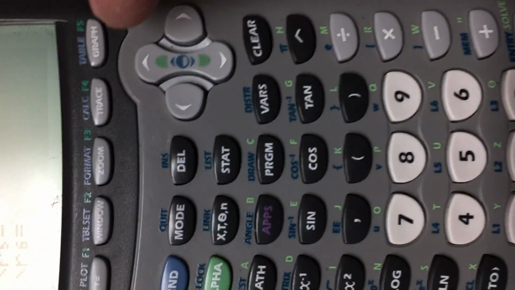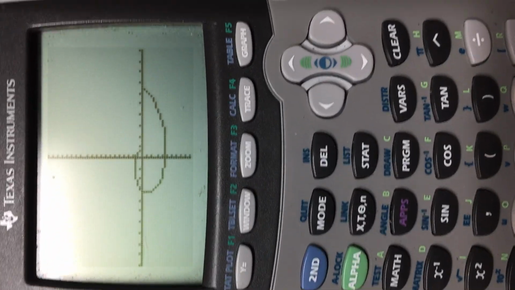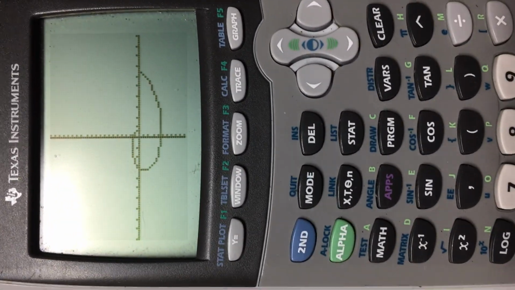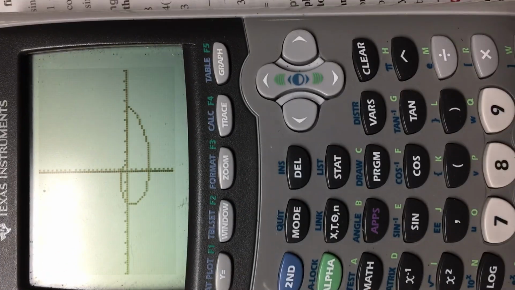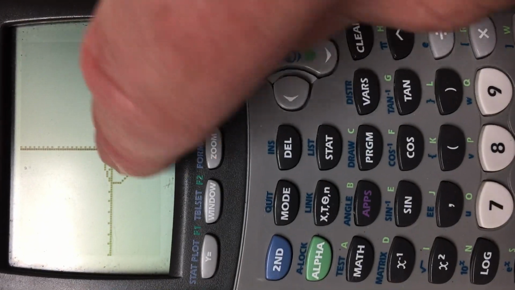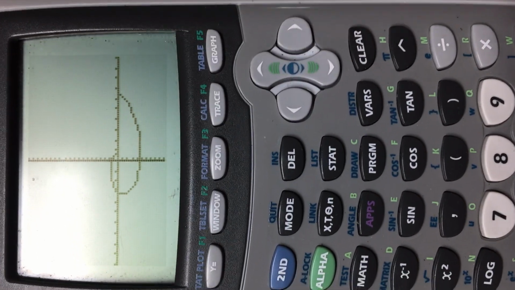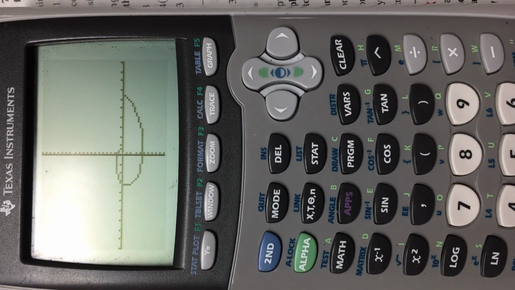When I hit graph, the calculator is trying to show me a spiral, because your angle is increasing from 0 to 2 pi, so your radius is getting bigger and bigger. Remember, that is the horizontal distance out from the origin getting bigger and bigger. All right, on 0 to 2 pi, it's not showing me a whole lot.